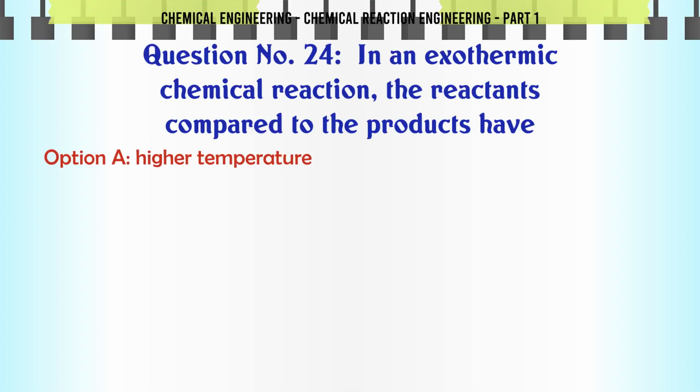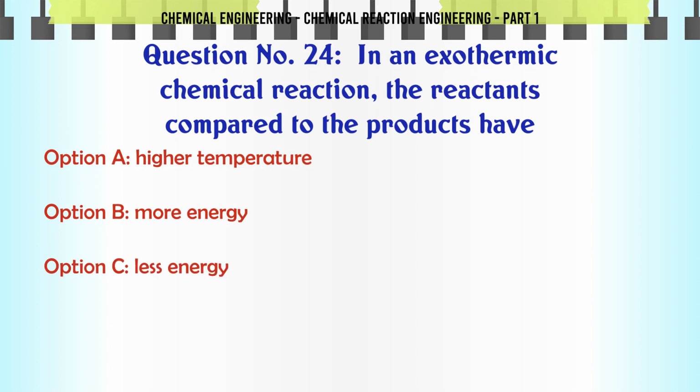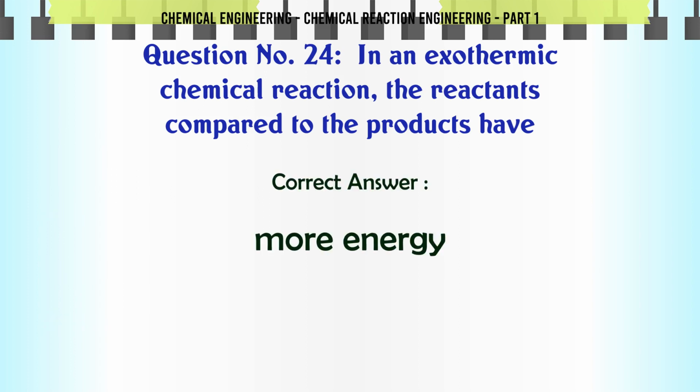In an exothermic chemical reaction, the reactants compared to the products have A. higher temperature, B. more energy, C. less energy, D. same energy. The correct answer is more energy.